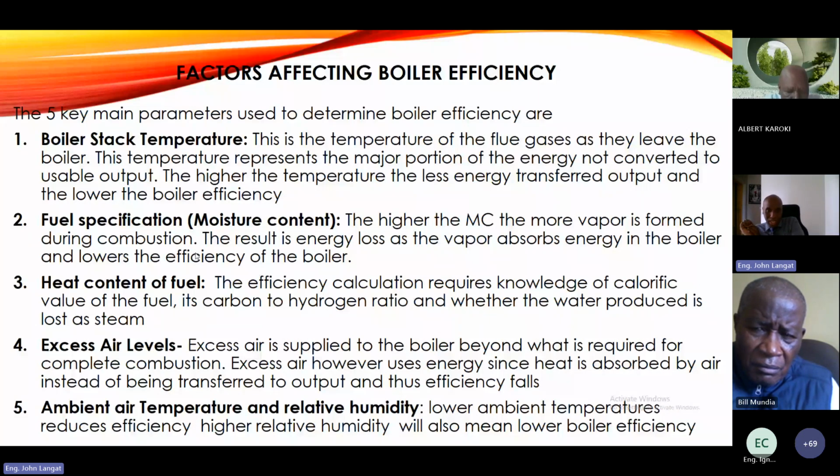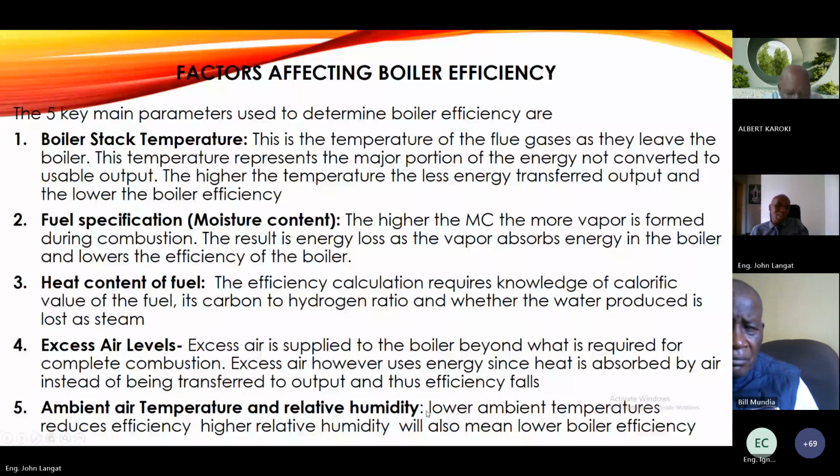Then we have excess air levels. Excess air is supplied to the boiler beyond what is required for complete combustion. Excess air, however, uses energy. When you overpump, when the ID fan is oversized, it tends to suck out the gases instead of ensuring residence time for combustion. Then we have ambient temperature and relative humidity. The lower the ambient temperature, the harder the boiler has to work to bring it up to the furnace temperature. You remember the heat generated is Q times delta T. So the lower the temperature, the more energy you pump in just to bring the lower ambient air temperature to the one that goes into the furnace for firing.